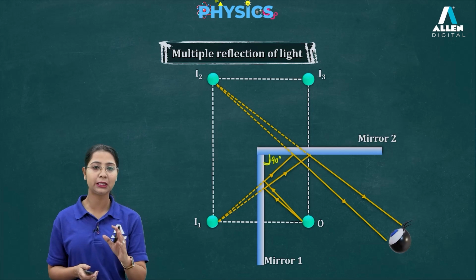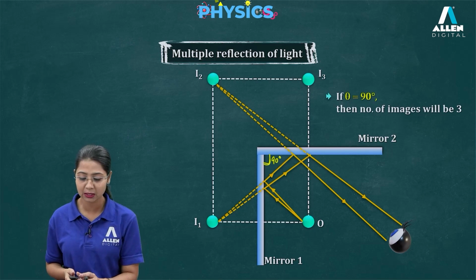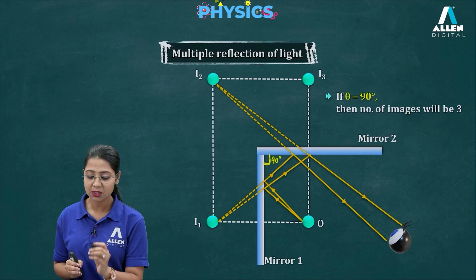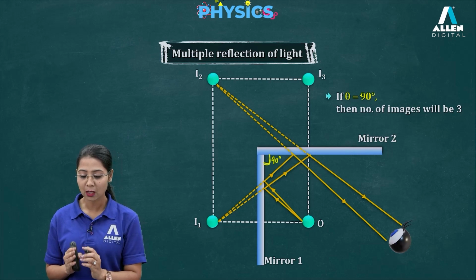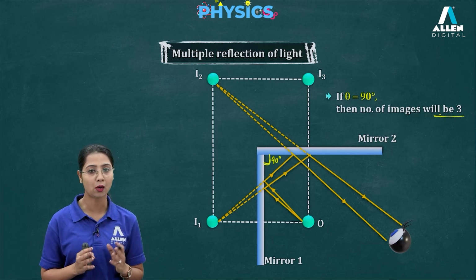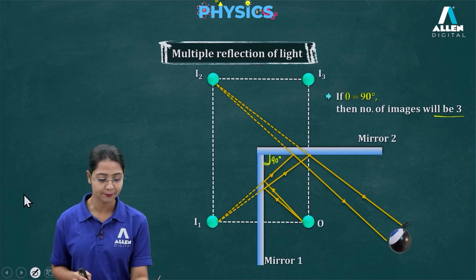So the topic is multiple reflection of light, and here theta is 90 degrees. Theta means the angle between the mirrors. So theta is 90 degrees. Now the number of images formed will be 3. Okay, how? Let's look at the diagram.